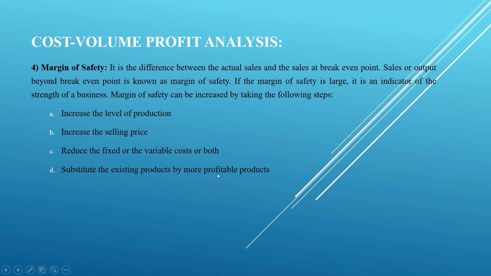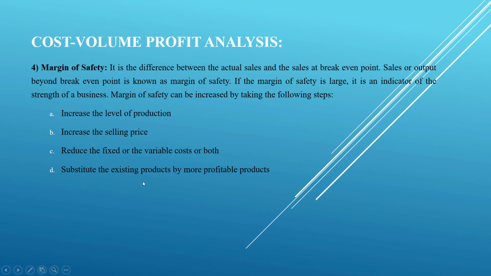It says the same thing: for those products which are giving you more profit, you keep on doing the production, and release those products which are not serving you any profits, which are giving you losses after losses. Those goods have to be substituted. If we do all these four steps, then the margin of safety can be increased, and if it is increased, then the business can be strong enough to exist in the market.